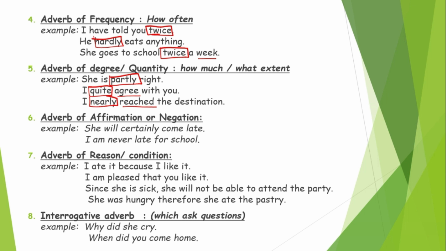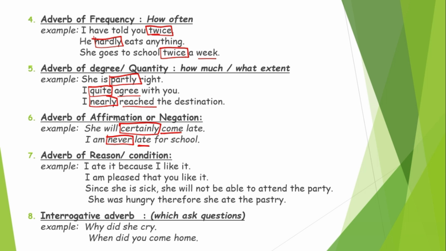Next is the adverb of affirmation or negation, positive or negative. Okay. She will certainly come tomorrow. So she will come. But to what extent? So the affirmation is certainly positive, 100%. So it is the adverb of affirmation. Certainly. Next, I am never late for school. So here it is negation. Never. So here late is the verb. So I'm never late. So negation.